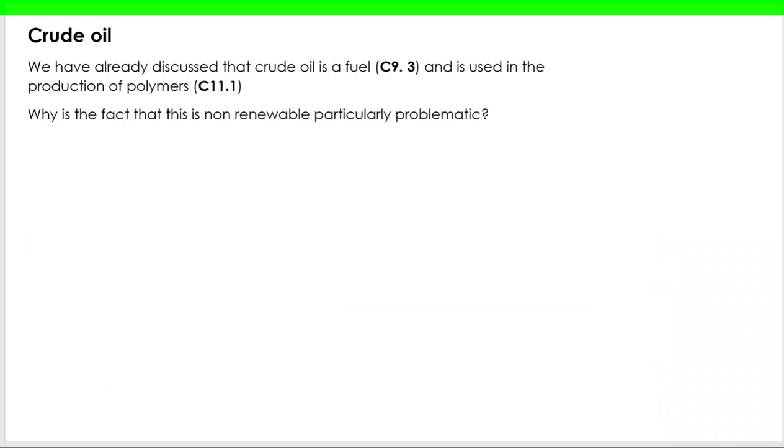So crude oil, which we've spoken about more than once now. Chapter 9 is a dual award topic where we looked at crude oil, and polymers is a triple only topic where some of you will have seen it elsewhere as well. But why is the fact that crude oil is non-renewable particularly problematic? First of all, it's because we do rely on it as a fuel. There are many, many alternatives being reviewed, considered, acted on, trialled, and used successfully. But it is still heavily used as a fuel.